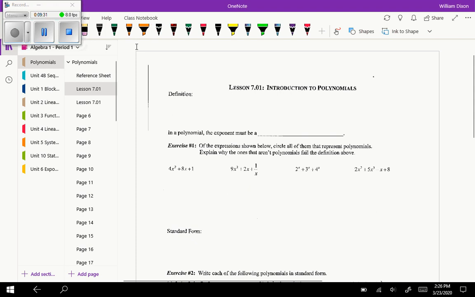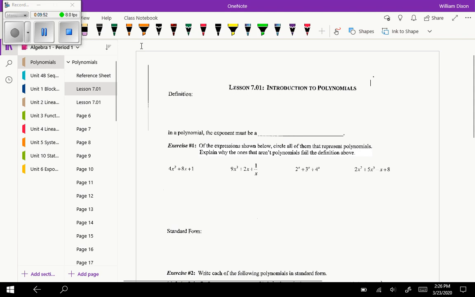Anyway, so here we go. So lesson 7.01, introduction to polynomials. So you should be on this page. I know the notes are there, but I think it's better if you take the notes while we're talking through this, because I'm going to stop, pause, let you do some work, and then you can check your work rather than just writing down the work. I think it's a lot better.